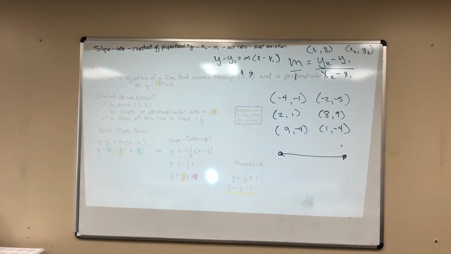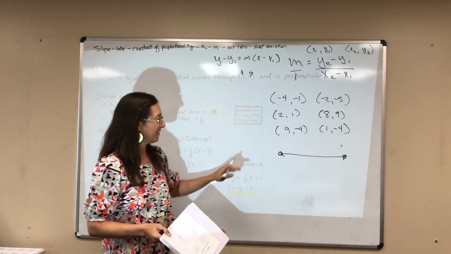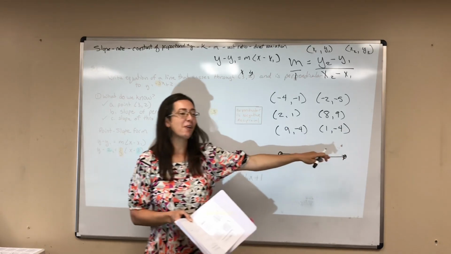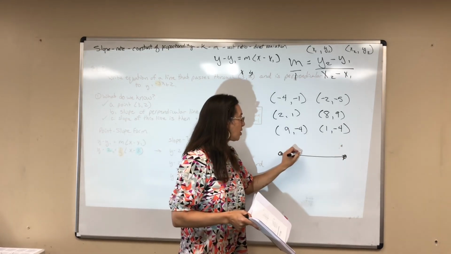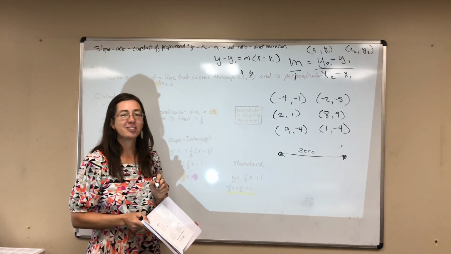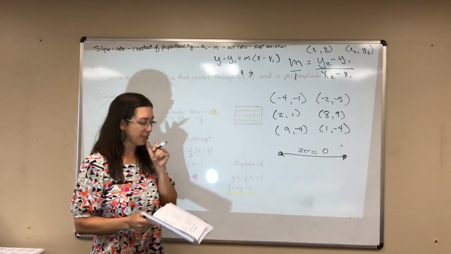9, -4, 1, -4. Isn't it infinitely positive? No, it's a straight horizontal line. If you're riding your bike, this is riding across Oklahoma. So our slope is 0. Slope is 0. Okay?